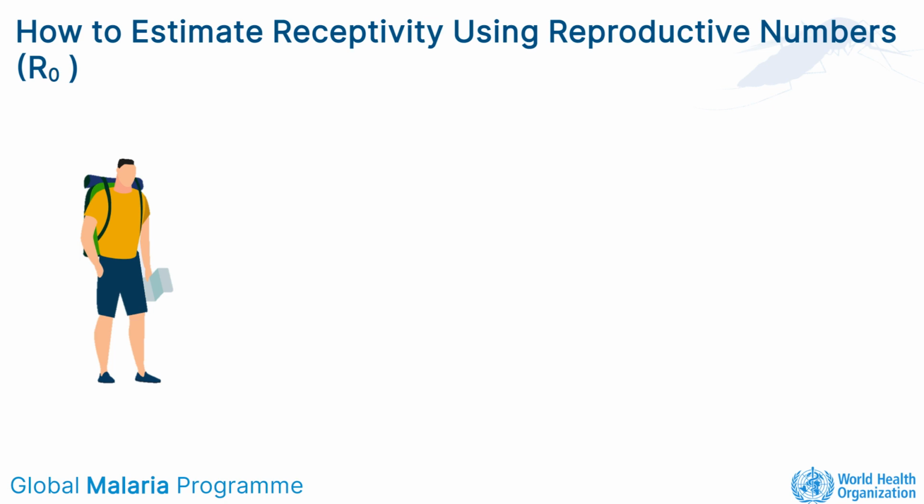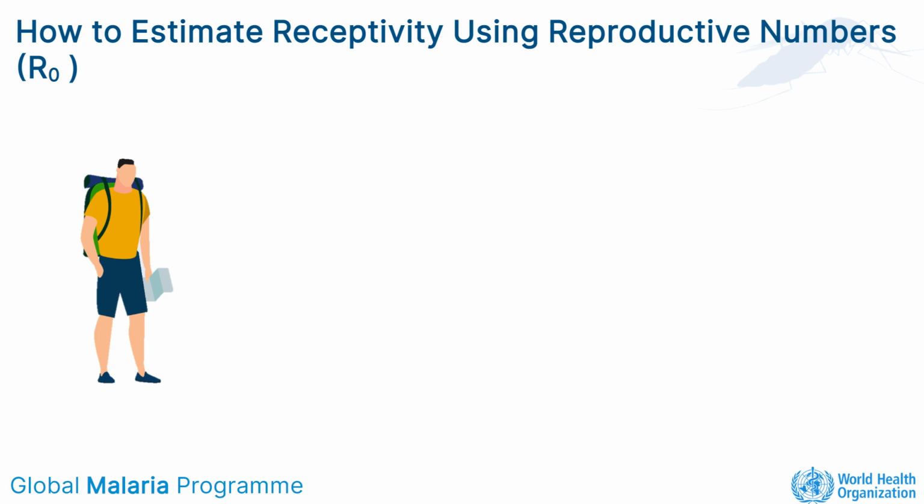You may already have heard about reproductive numbers, which are written as R with a 0 subscript, also referred to as R0. Reproductive numbers express the transmission potential of a newly introduced infection given certain conditions. In practice, this is calculated as the average number of secondary infections arising out of a single case.